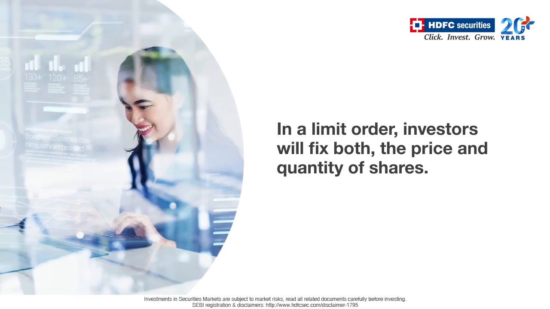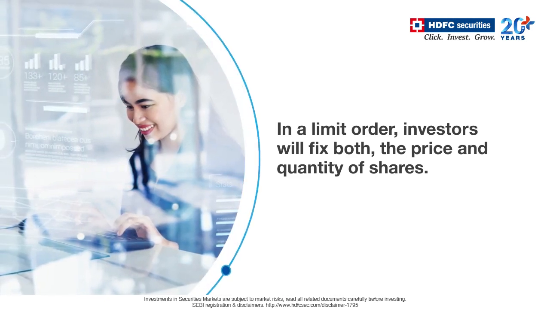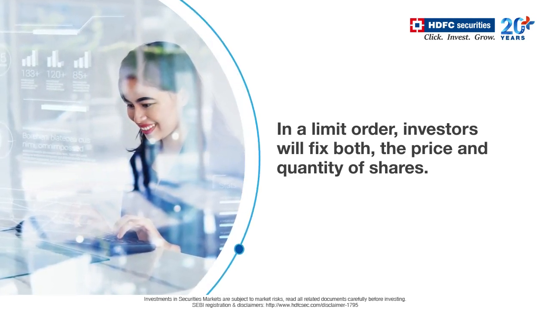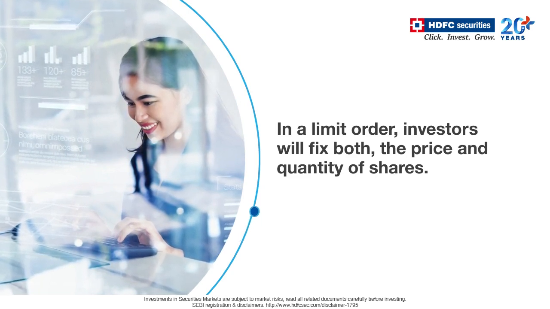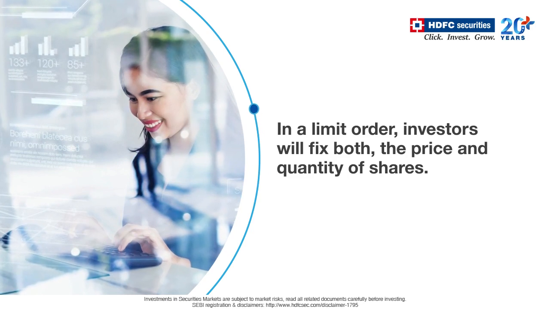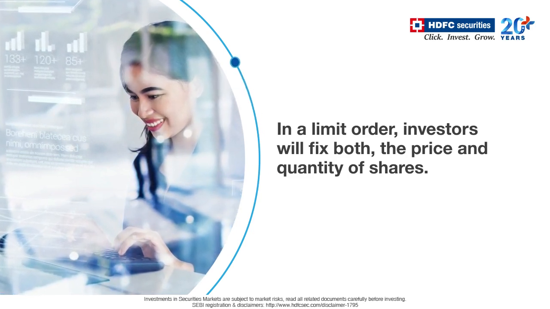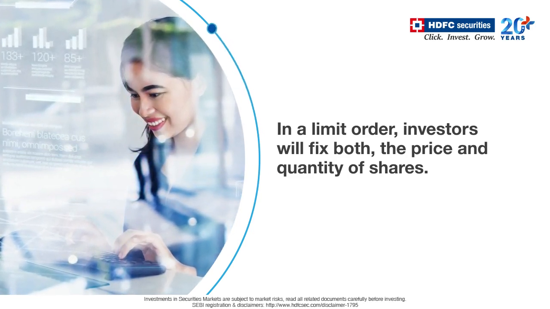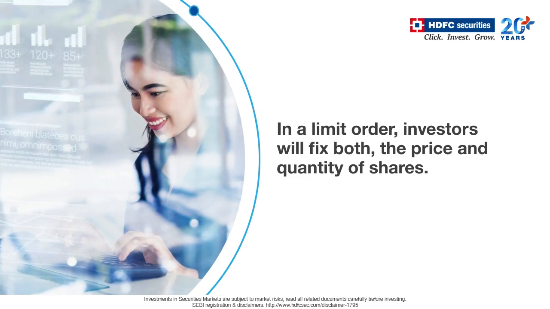For example, if Tina wants to buy 20 shares at Rs 1000 per share, but the share is trading at Rs 1200 per share, Tina could submit a limit order of Rs 1000. This order will only execute if price reaches Rs 1000 per share.